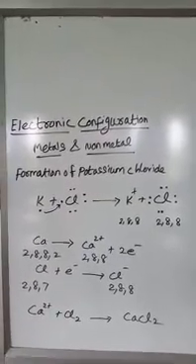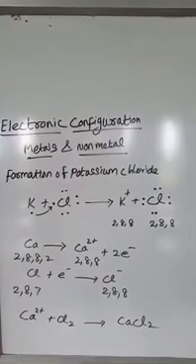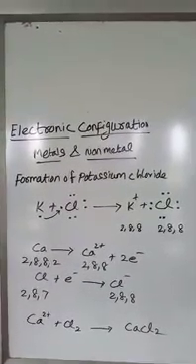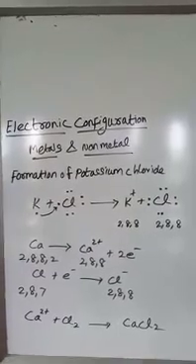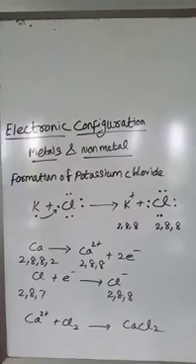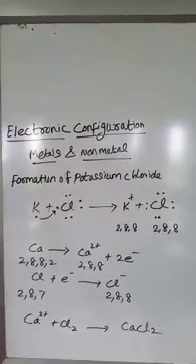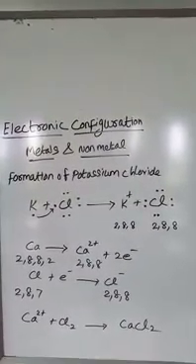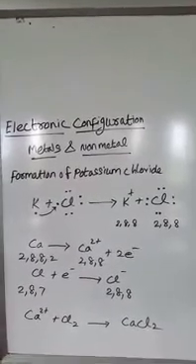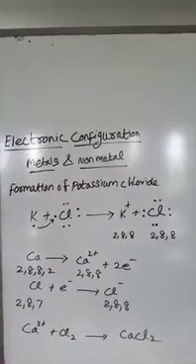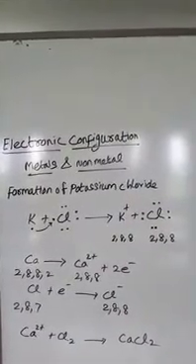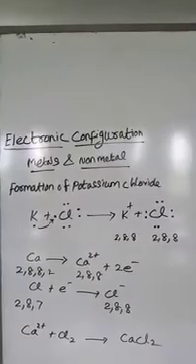A compound formed by the transfer of electrons from a metal to a non-metal is known as an ionic compound. Once again, what is an ionic compound? A compound formed by the transfer of electrons from a metal to a non-metal. In the same way, here potassium and chloride are combined as a compound to give potassium chloride.